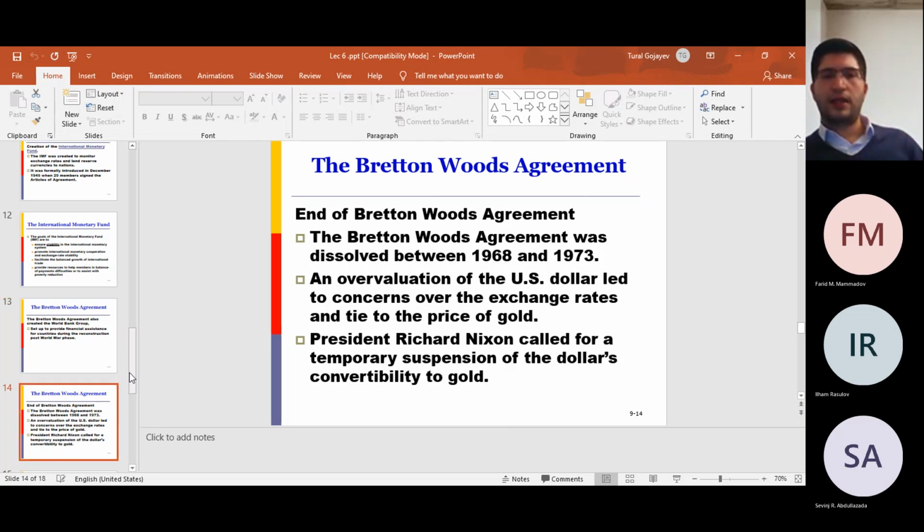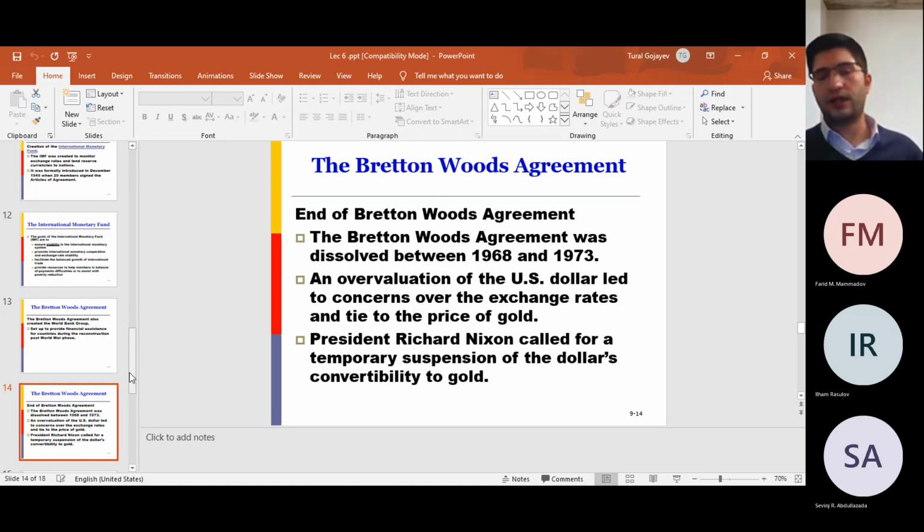After this, the Bretton Woods Agreement ended. This will be interesting for you. The end of the Bretton Woods Agreement: it was dissolved between 1968 and 1973. It ended because of an overvaluation of the United States dollar. This is the reason for this overvaluation.